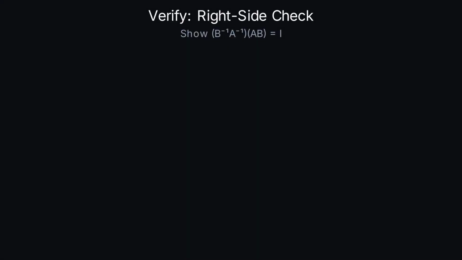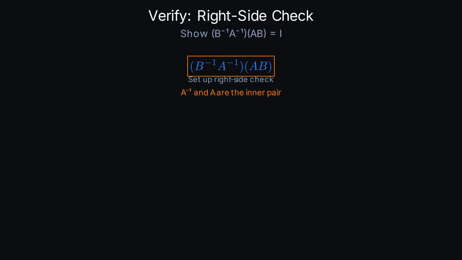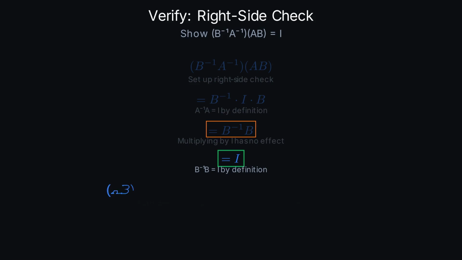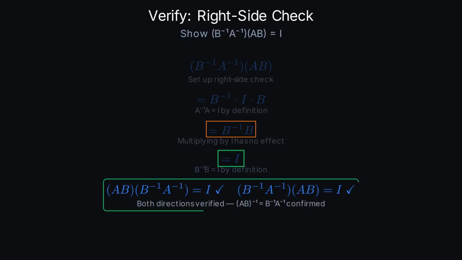The definition of an inverse requires checking both sides. So let's confirm the other direction. B inverse, A inverse times AB also equals the identity. This time, A inverse and A are the inner pair. A inverse times A equals I. That leaves B inverse times I times B, which simplifies to B inverse times B, which equals I. Both checks now pass, confirming that B inverse A inverse is indeed the inverse of AB.